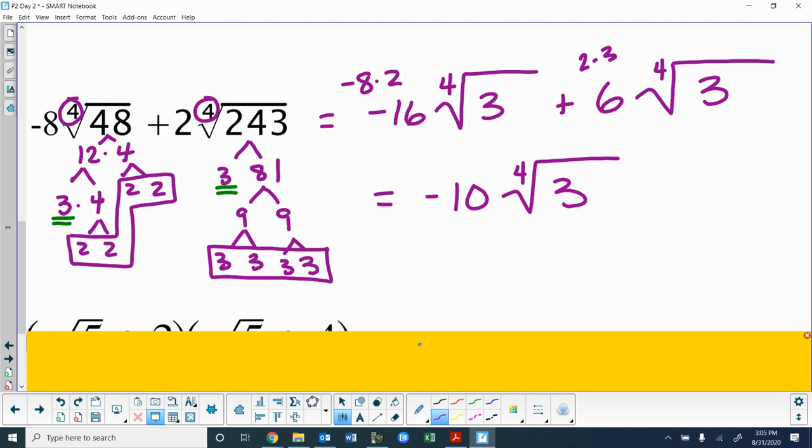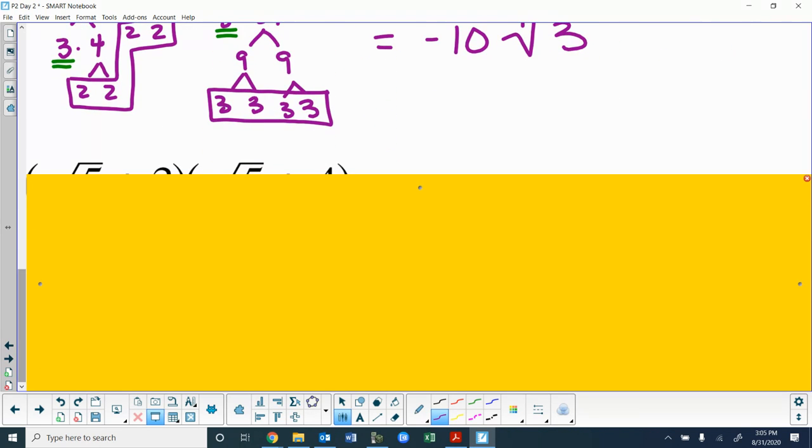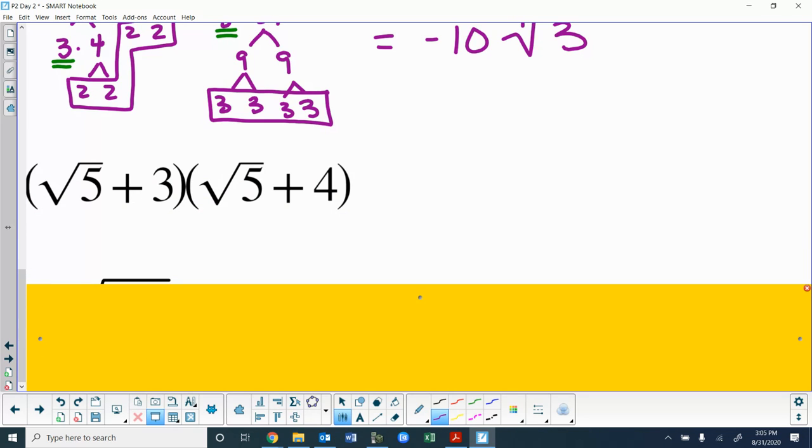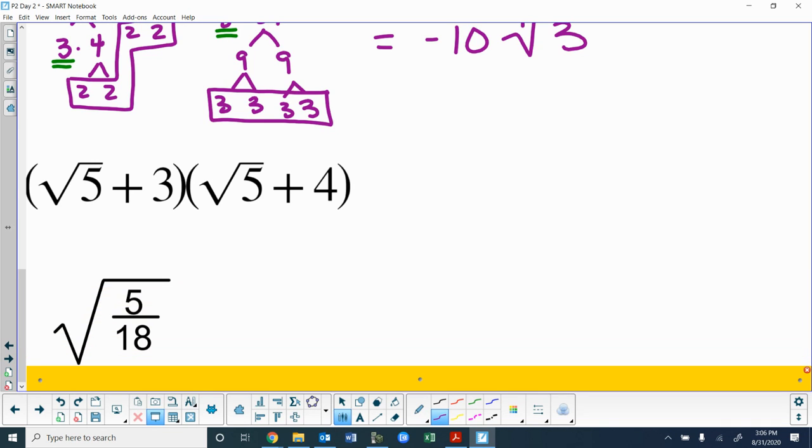You must have like radicals. The next one, I have to multiply these two quantities, two binomials, we'll call them, and we got radicals in there.